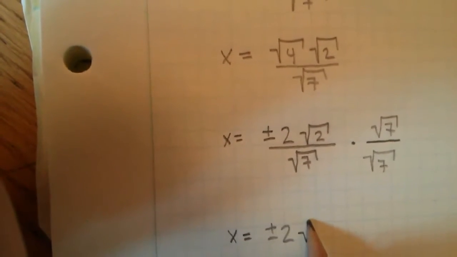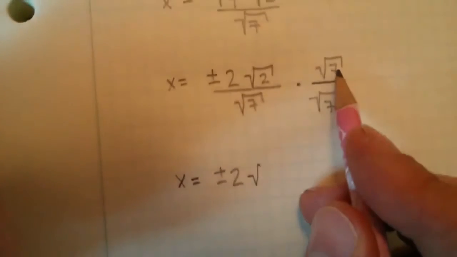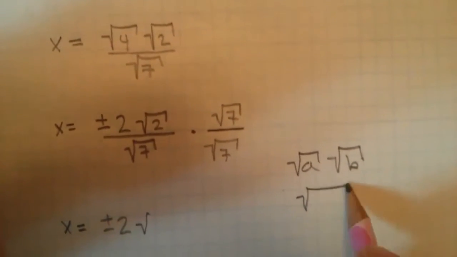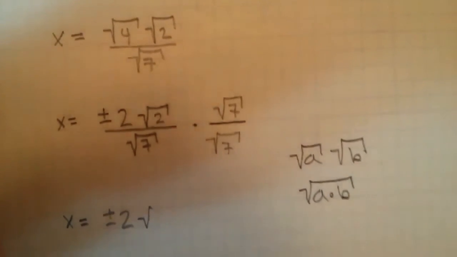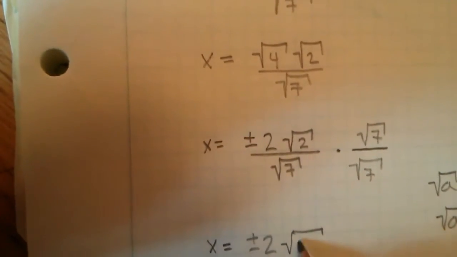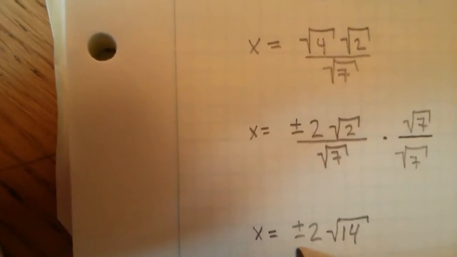Okay, and since we have a square root times a square root, we can just multiply them together. Remember that the square root of a times the square root of b is the same thing as the square root of a times b. So here we're just going to take 2 times 7. So we've got square root of 14 over square root of 7 times square root of 7.